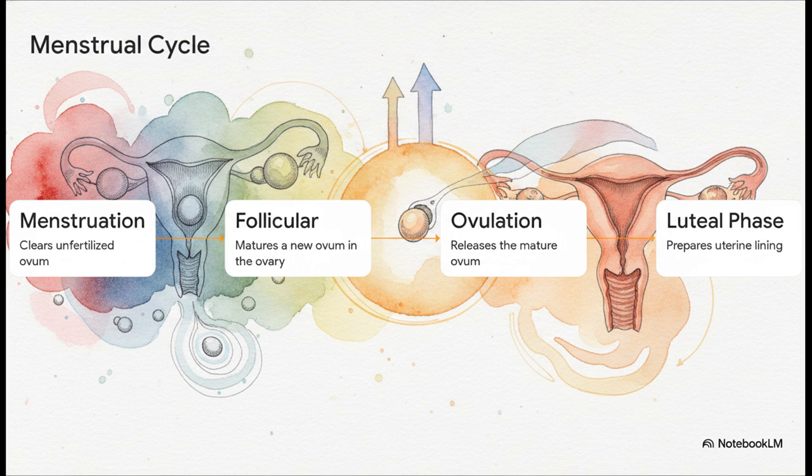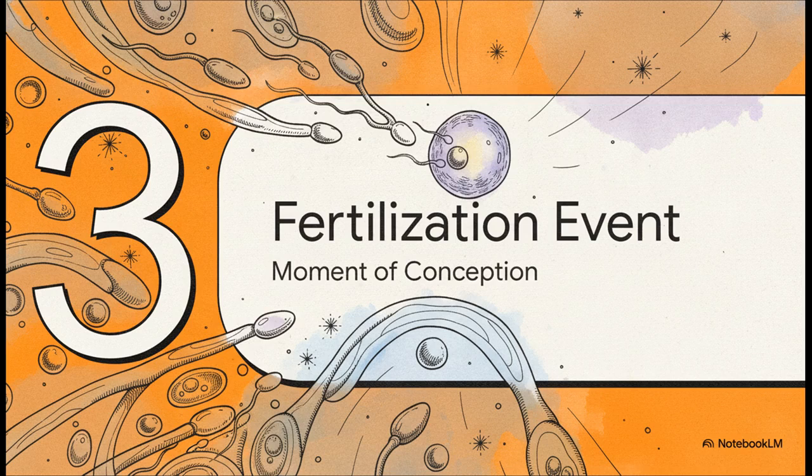Well, since sperm can survive for a few days in the reproductive tract, but the ovum only lives for a very short time, the chances of pregnancy actually peak from about 5 days before up until just 1 to 2 days after ovulation. And ovulation, as we saw earlier, typically occurs right at that halfway point of the cycle. All right, let's move on to Section 3, the fertilization event.